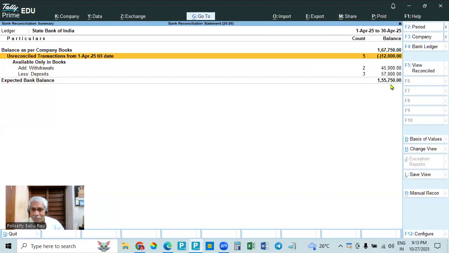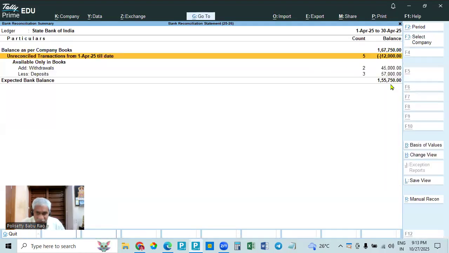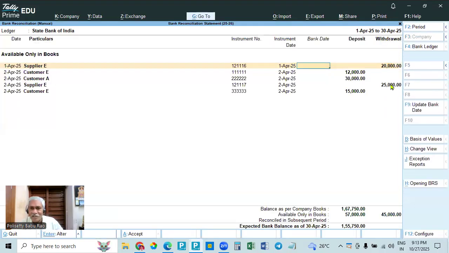Okay. Now if you take them, this one again, click R. So here is the balance as per books, our company books, and that is available only in the books. These are available in our books only. So if you make this one minus this one minus this one, plus this one: deposits reduced, withdrawals added. Now this is the expected bank balance on 30th April.